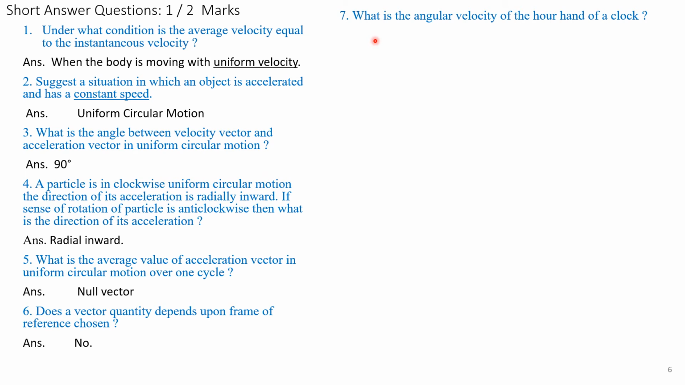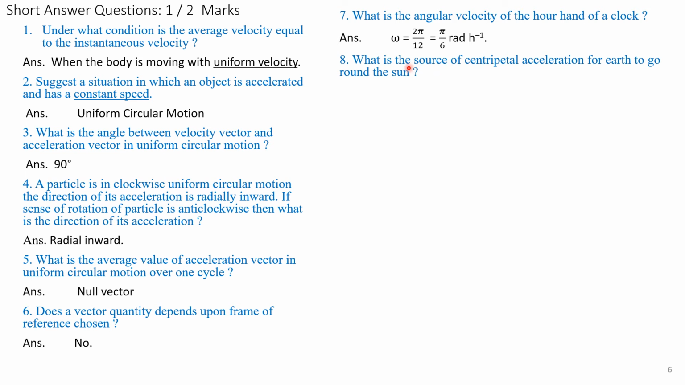Question number 7. What is the angular velocity of the hour hand of a clock? Answer. The angular velocity is given by the relation omega equals 2 pi by 12. This is the angular velocity of the hour hand because there are a total of 2 pi radians in circular motion and there are 12 hours. Therefore, angular velocity omega is equal to 2 pi by 12, that is equal to pi by 6 radians per hour.